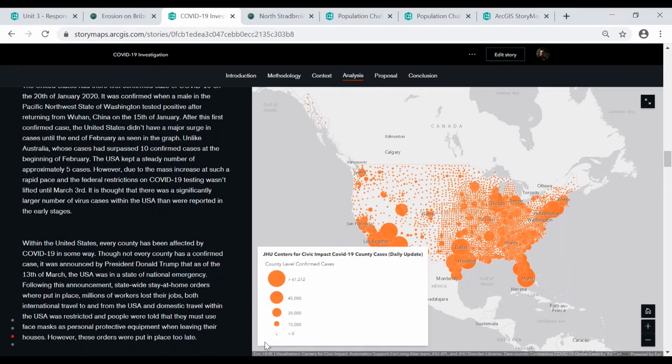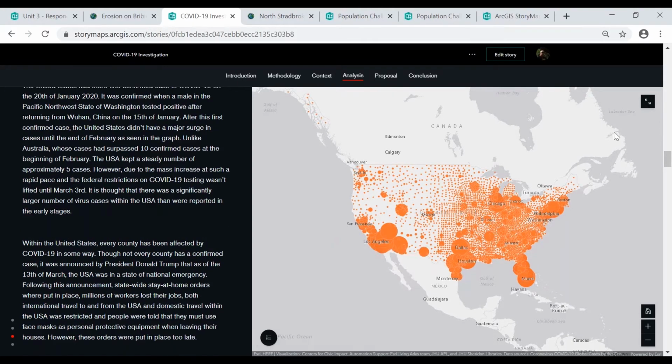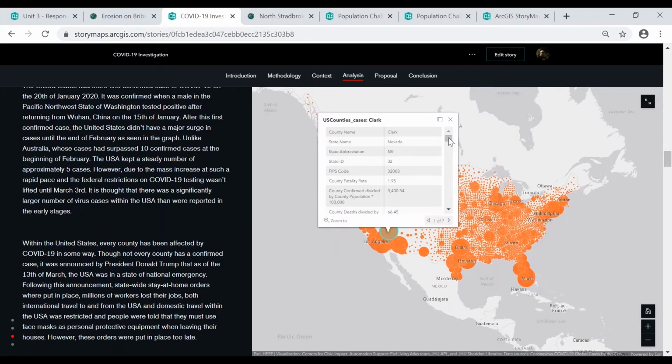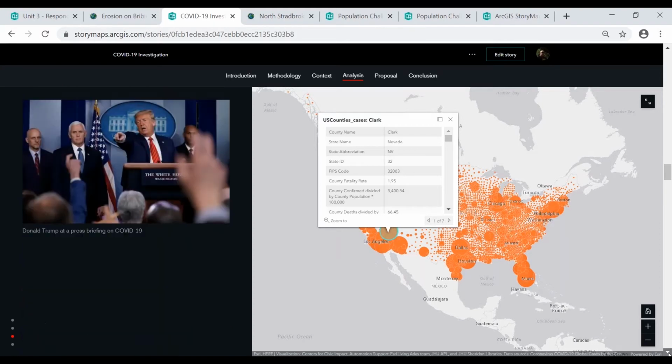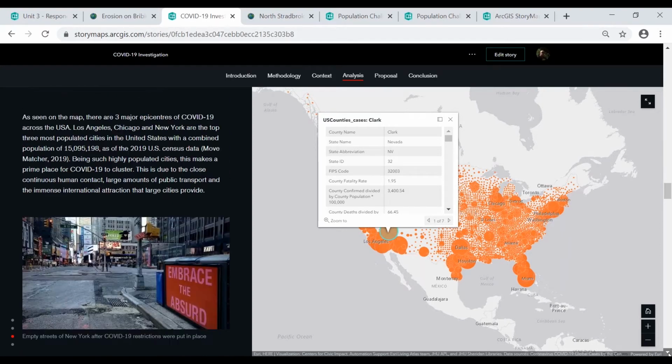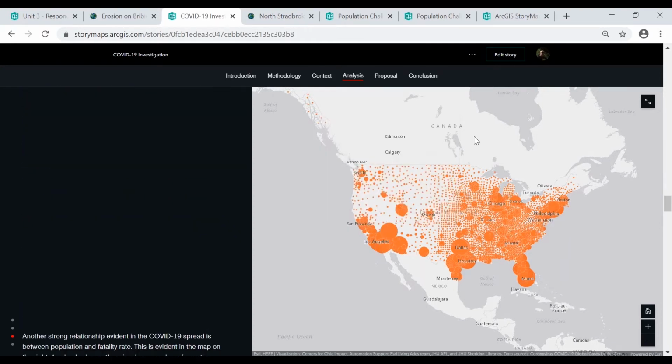Again, interactive map, she's put in a legend. We can extend it out. We can look at the individual data. I can click on that and see what data she's selected, and it should come up. Yep, so that's Clark, Nevada, and it gives me the county fatality rate. I'm just going to move on as well because she's included some wonderful maps of, let's get out of that.